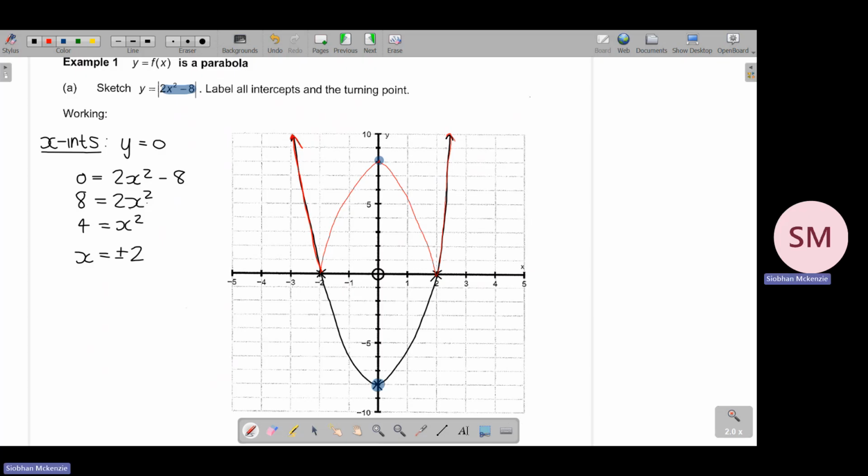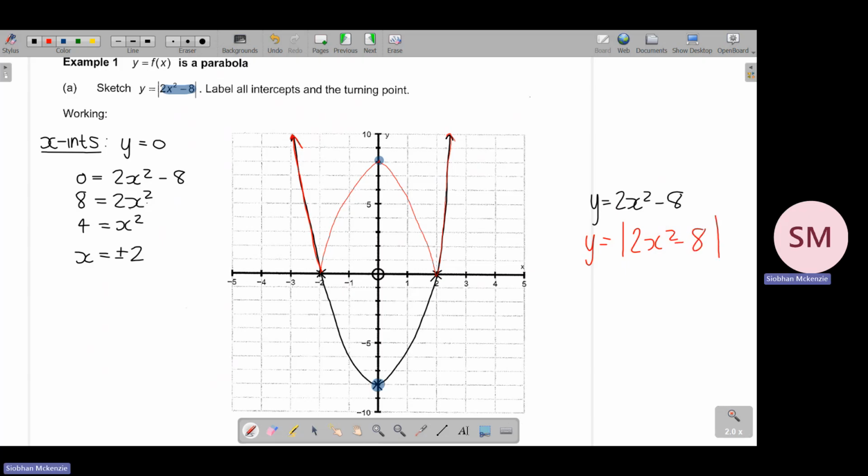So why are we only drawing the positive? Because you've been asked to draw the absolute value of the graph. This black graph that I drew in pencil is the graph of y equals 2x squared minus 8. But the red graph is the graph of y equals the absolute value of 2x squared minus 8.